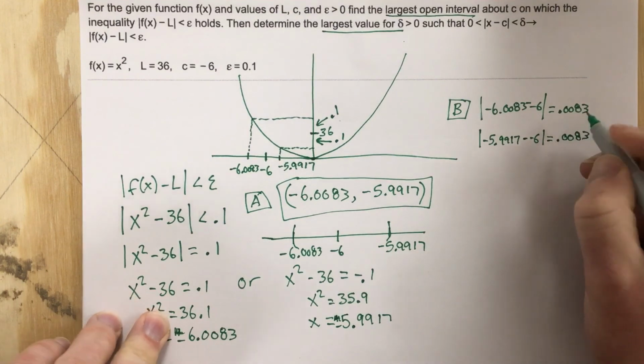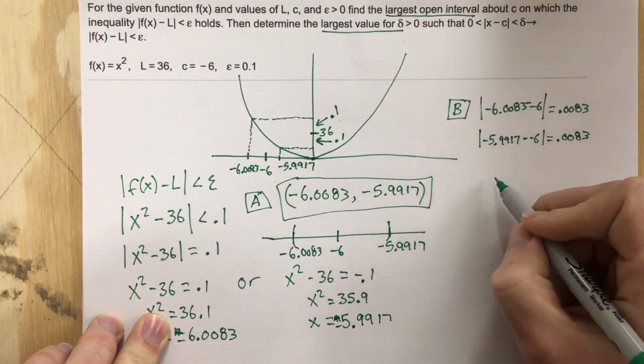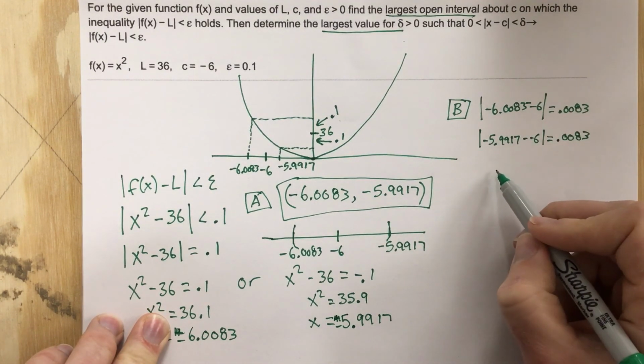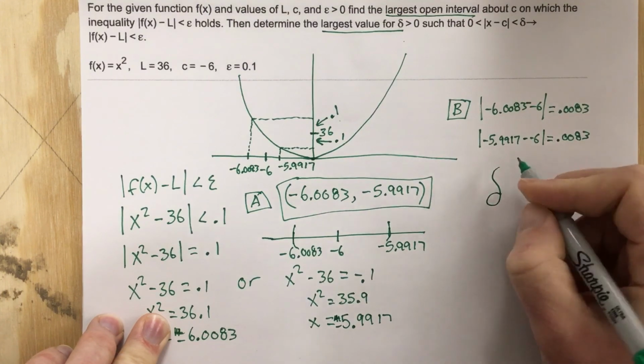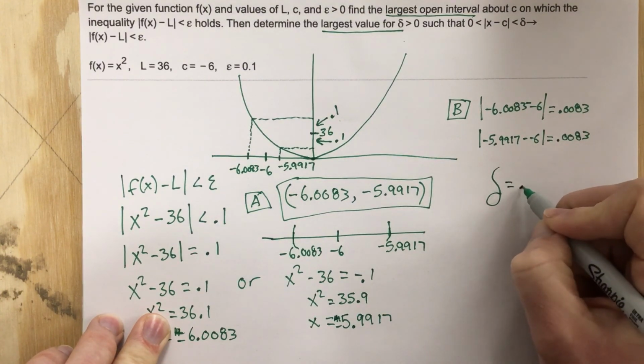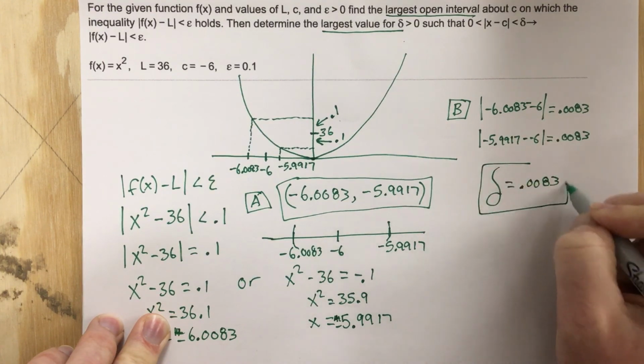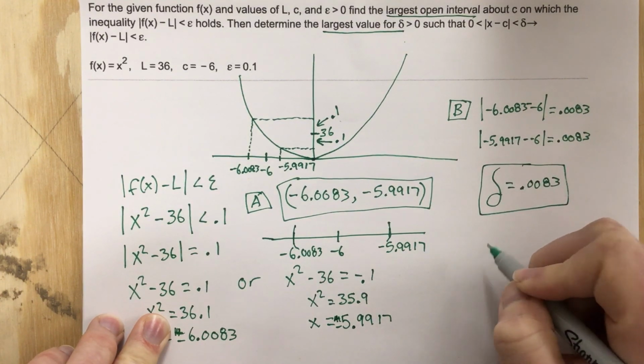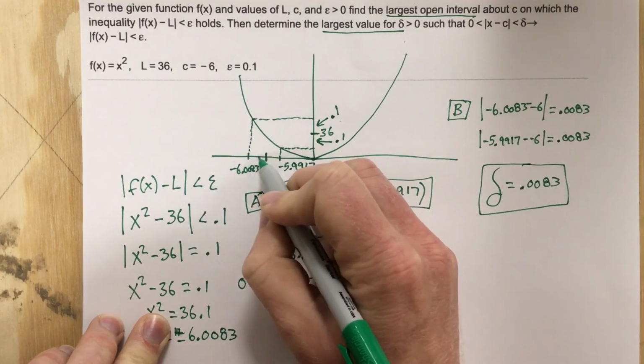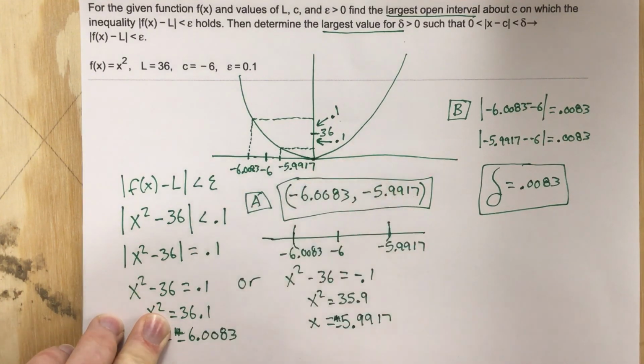So because they're the same, we know what our delta value is then. Our delta value's got to be 0.0083. We don't even have to pick between the two because they're the exact same number in this case. So this distance in here, this delta value, this tolerance is 0.0083.